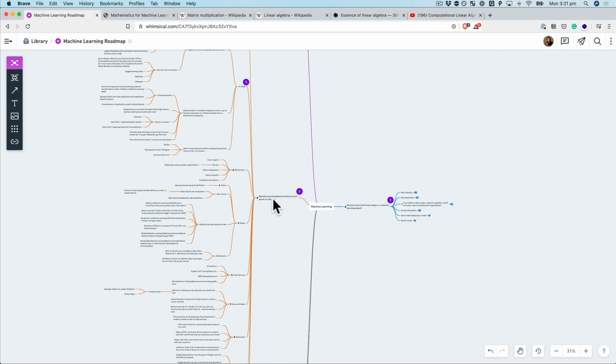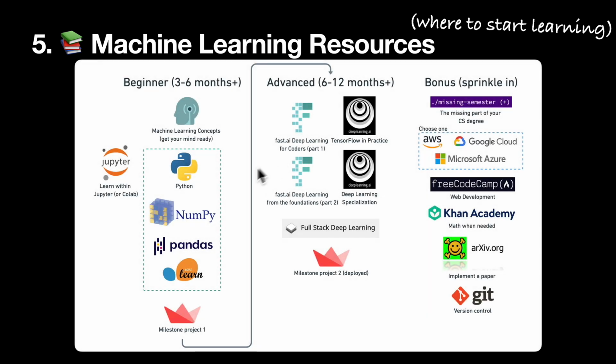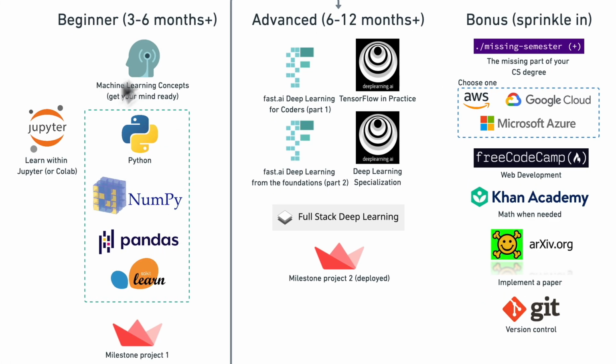machine learning resources. So if we come back, I've actually made another little cool graphic. Where to start learning. Woo! Look at that. That's pretty cool. So if you're an absolute beginner, expect this little flowchart here to take 3 to 6 months. If you're an advanced learner, so you've got some familiarity with all of these, go through something like this. Expect this to take 6 to 12 months plus.